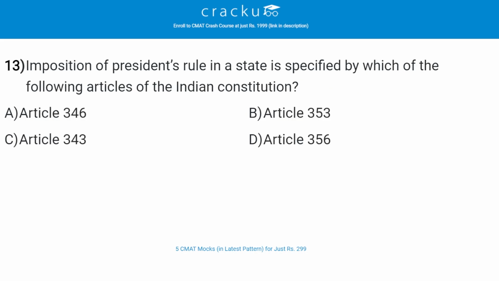Imposition of President's rule in a state is specified by which of the following articles of the Indian Constitution? The correct answer is D, Article 356. So, under Article 356, if a state government is unable to function according to the constitutional provisions, the Union government can take direct control of the state machinery. Let's check the next question.